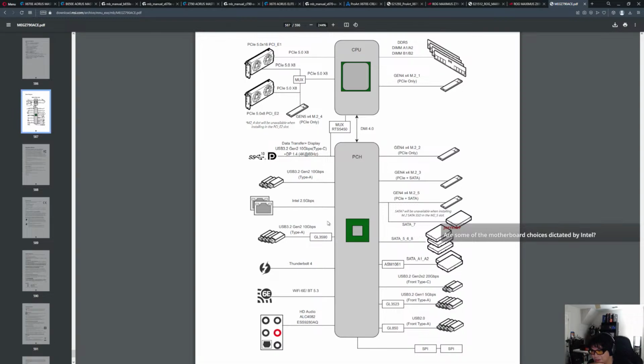Are some of the motherboard choices dictated by Intel? No, not necessarily. It's totally up to the motherboard manufacturer to pick and choose what they want to put on there. It's their own design. Intel has nothing to do with it. Intel probably has a reference design, but Intel stopped doing that 10 years ago.